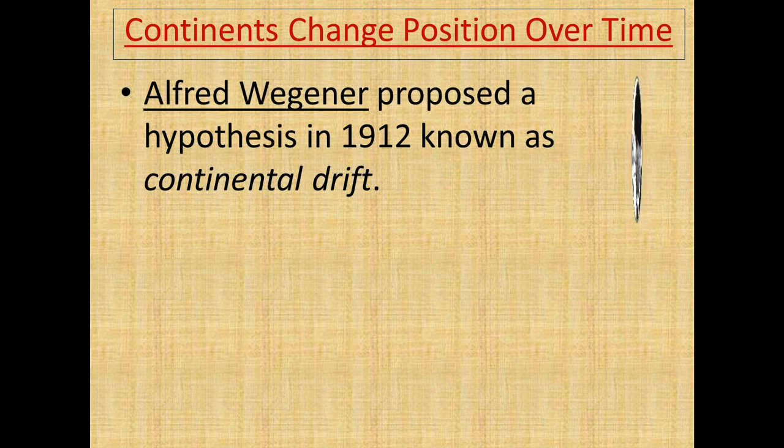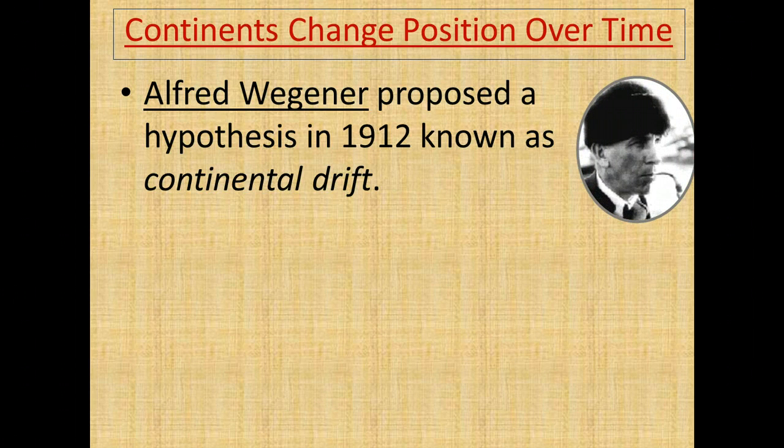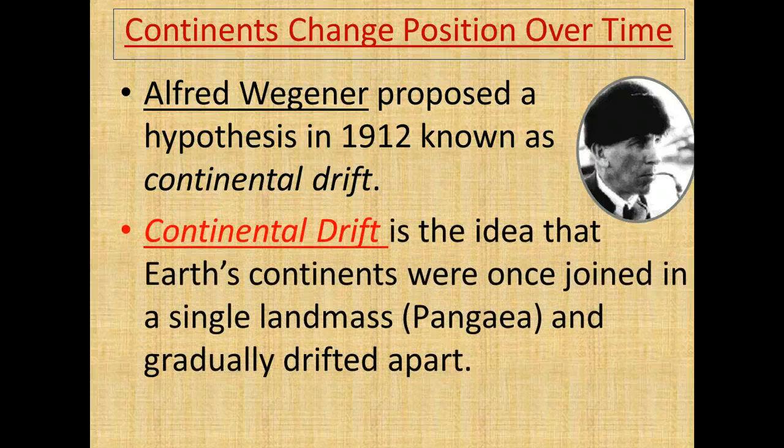Alfred Wegener was a scientist who proposed a hypothesis in 1912 known as continental drift. Now, continental drift is the idea that the Earth's continents were once joined in a single landmass. In other words, all of the continents were one big giant continent, and it was called Pangaea. And Alfred Wegener believed that at one point all the continents were together, and gradually they drifted apart to where they are today.